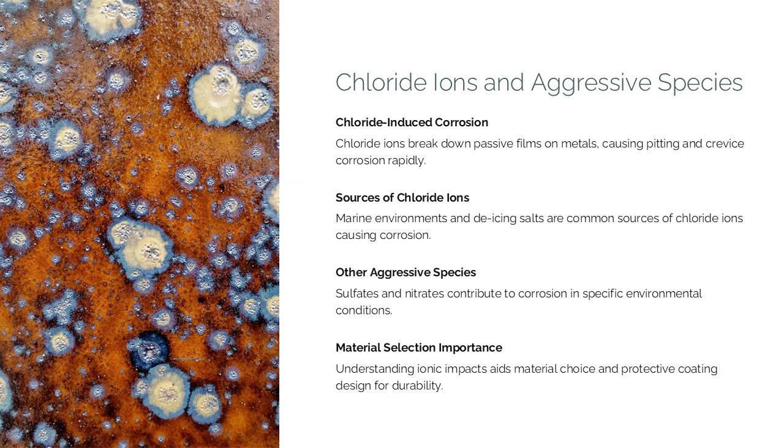Chloride ions are highly aggressive, breaking down passive films on metals like stainless steel and aluminum, leading to pitting and crevice corrosion. Chlorides penetrate protective layers, initiating localized attack that progresses rapidly. Marine environments and de-icing salts are common sources of chloride-induced corrosion. Sulfates and nitrates also contribute to corrosion under specific conditions. Understanding ionic species impact is essential for material selection and protective coating design in harsh environments.